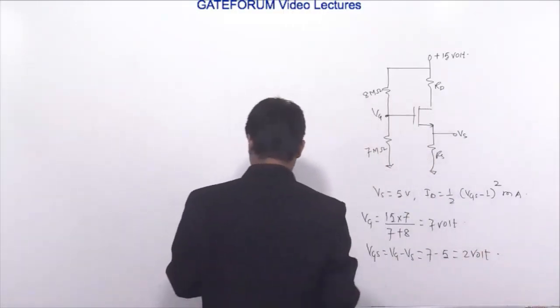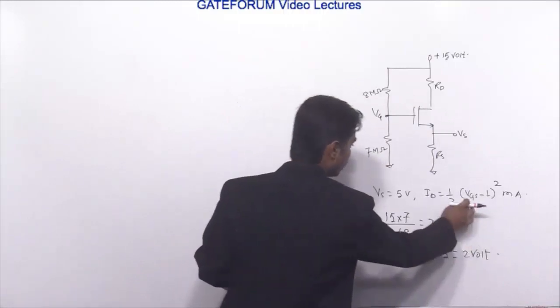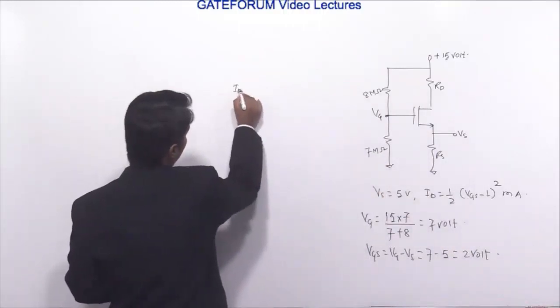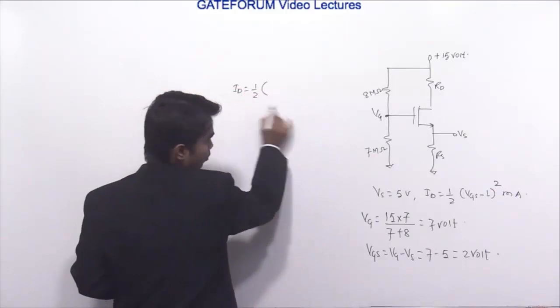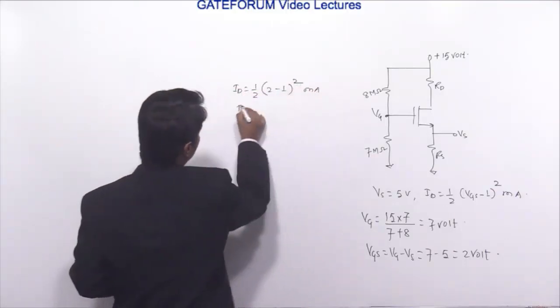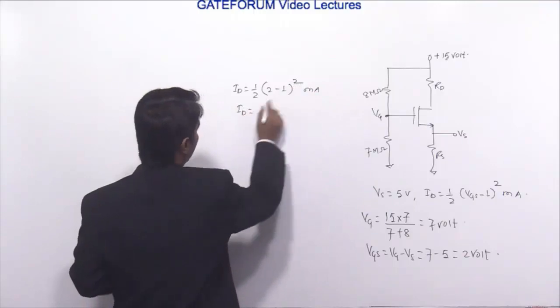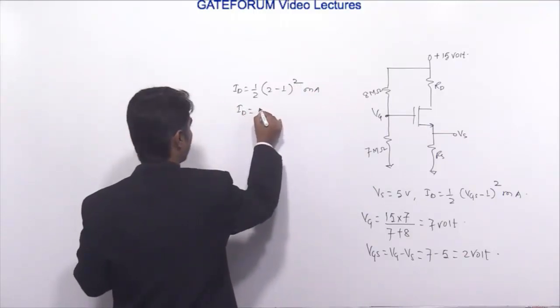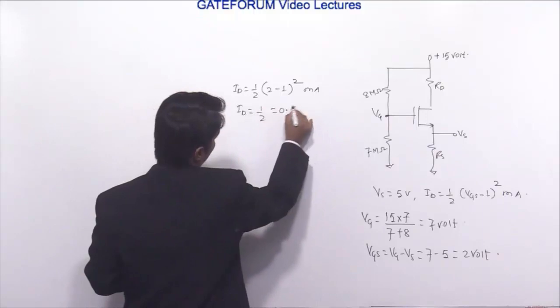Now, we will put this 2 volt in this equation of ID. Then the ID will be half (VGS, 2, minus 1) whole square in milliampere. Therefore, the ID will be 0.5 milliampere. Okay, 1 by 2 or 0.5 milliampere.